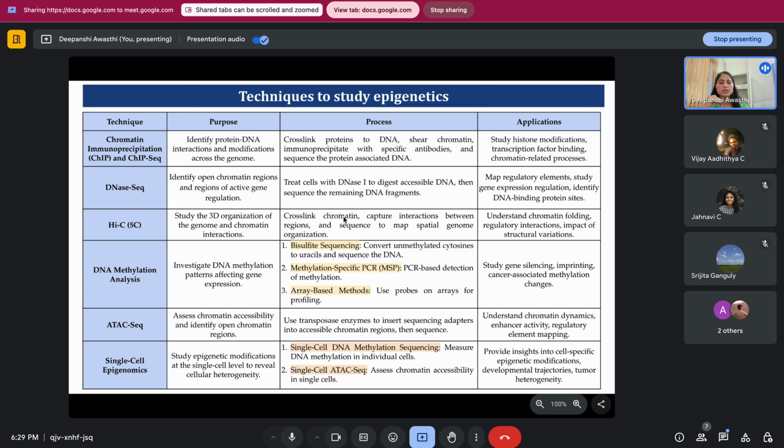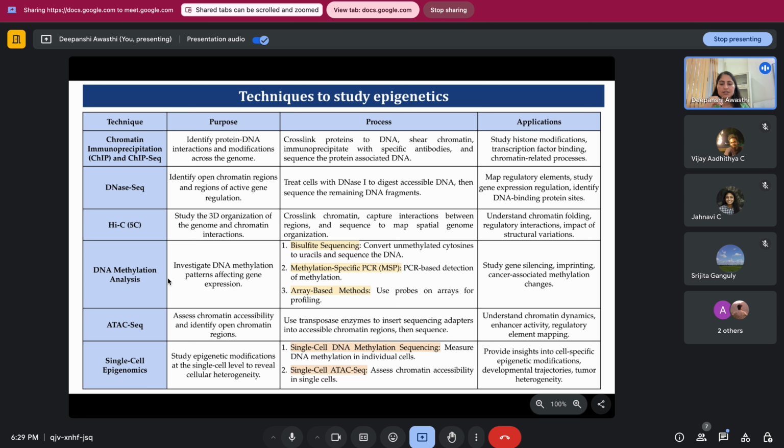In this case, firstly you will cross-link the chromatin, you will capture the interactions between these regions, and ultimately we will sequence to map these spatial genome organizations. And this is used to understand the chromatin folding, regulatory interactions, and impact of structural variations.